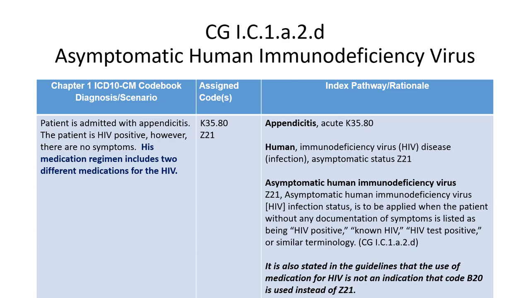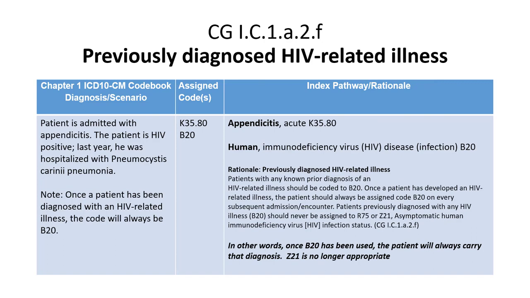I have not seen this very often, but the guidelines are here for a reason, so we have to always look at them. Here's a patient I mentioned earlier, admitted with appendicitis. This patient is HIV positive, and last year he was hospitalized with pneumocystis pneumonia. And what this tells us is that once a patient has been diagnosed with HIV-related illnesses, no matter how long ago it was, that B20 diagnosis is going to always follow them. So he or she is not going to be a Z21 any longer. She will be a B20 AIDS diagnosis going forward. It is not the principal diagnosis because she is admitted with appendicitis, which is not HIV related. So you would have the same appendicitis code as your principal, and then the HIV disease B20 as your secondary.